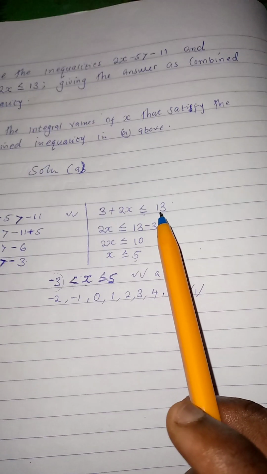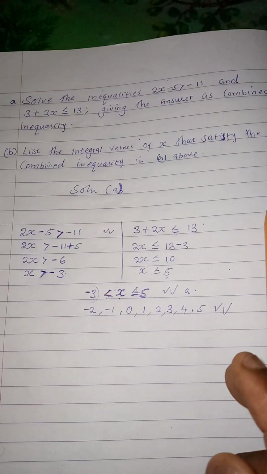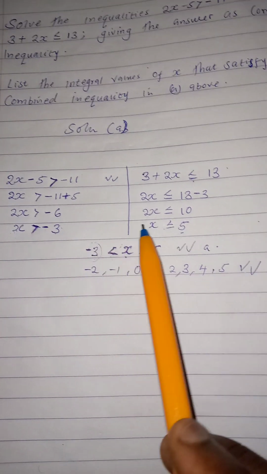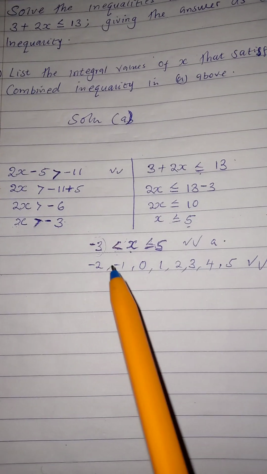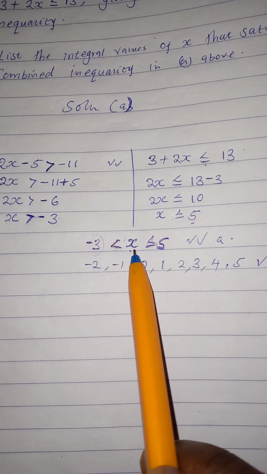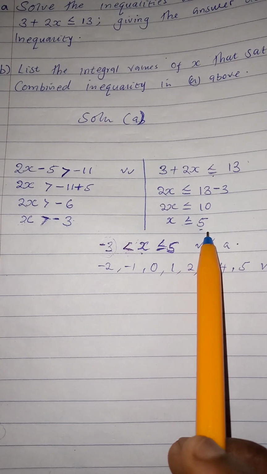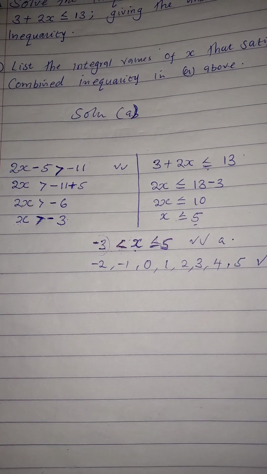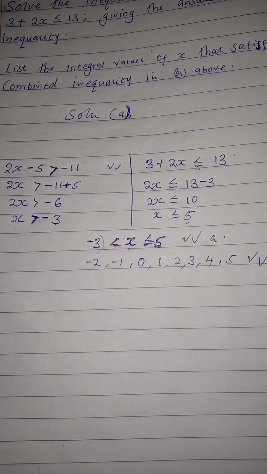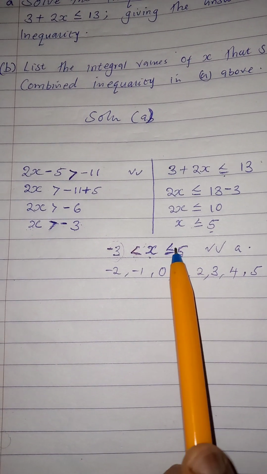But the question is giving the answer as a combined inequality. So look here, we get x is greater than negative 3, x is less than or equal to 5. We start by putting our x at the center. Then we ask ourselves, between these two, which one is big? The large value we put at the right hand side. So 5 is the larger value, that's why I've put it at the right hand side.